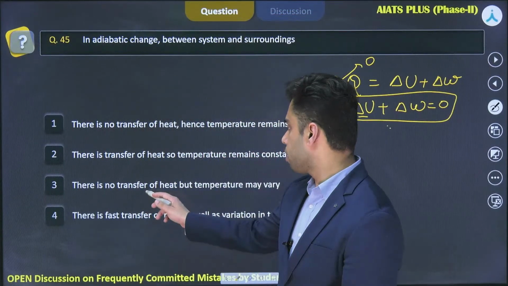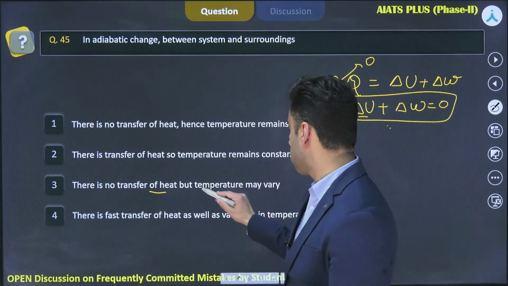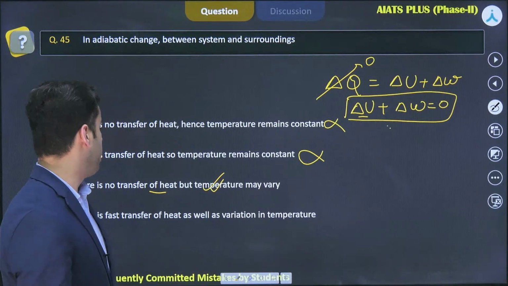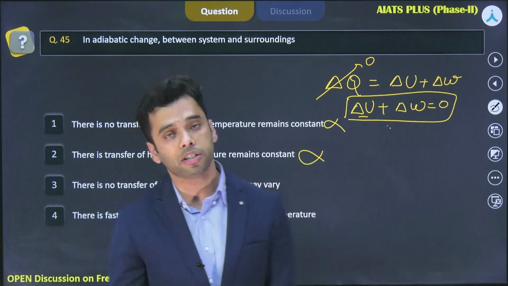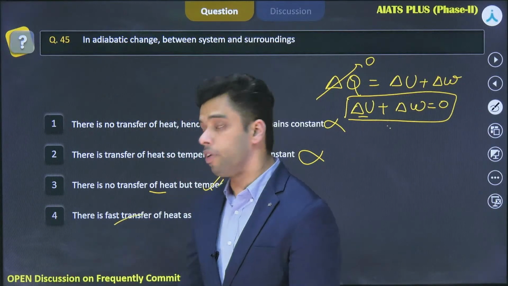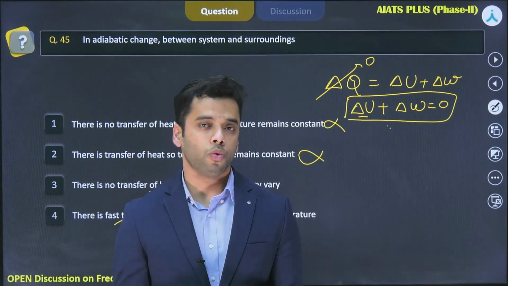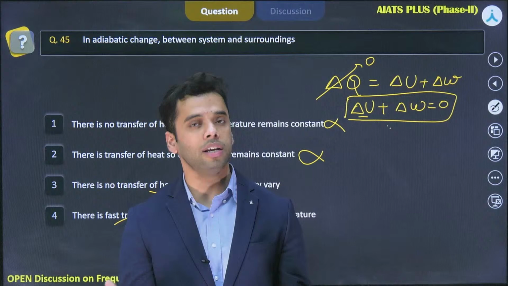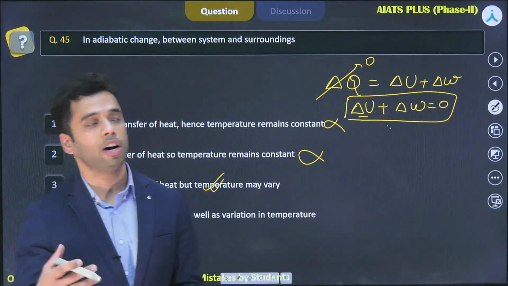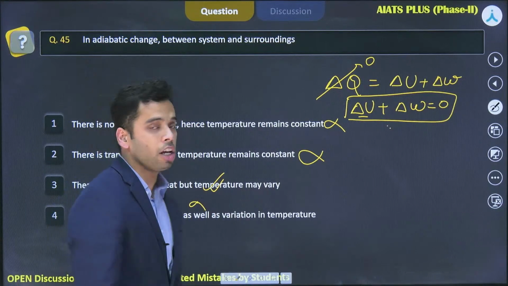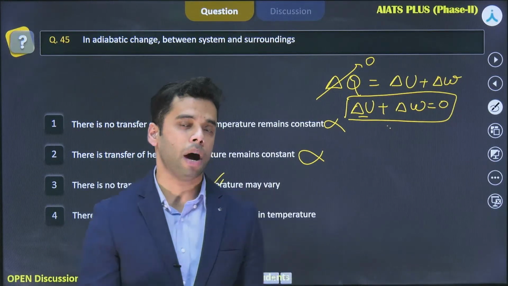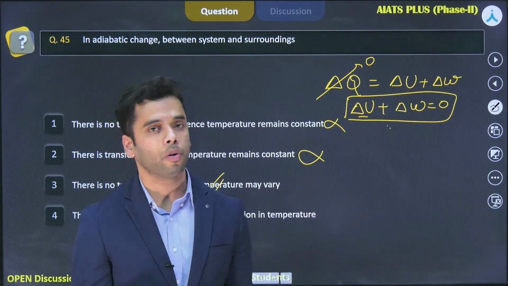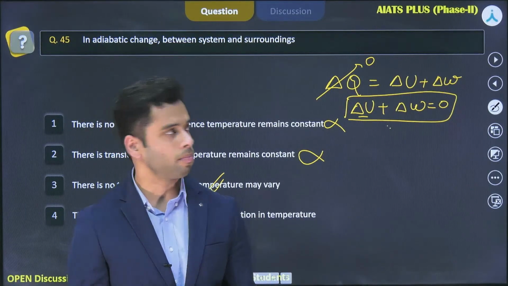So option 3 says that there is no transfer of heat. Yes, it is true, but temperature may vary. Yes, this one is perfectly correct. Let's talk about the fourth. There is fast transfer of heat as well as variation in temperature. Now it says that there is fast transfer of heat. In adiabatic process, there is no transfer of heat. So what is the point of asking whether the heat transfer should be fast or slow? When heat transfer is not happening at all, what is the point of asking whether it is fast or slow? So this one is wrong. Variation in temperature is correct, but there cannot be fast transfer of heat or slow transfer of heat, because the key concept over here is that there is no transfer of heat, right?